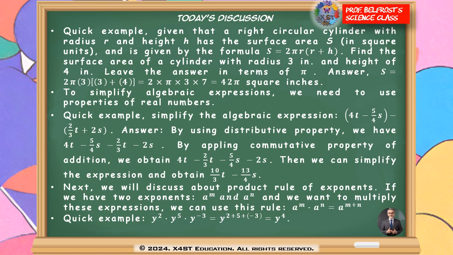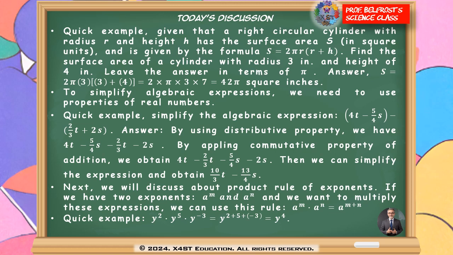So the answer is, you first need to use the distributive property of real numbers. So we have 4t minus 5/4 s minus 2/3 t minus 2s. And next, you need to apply the commutative property of addition. Then we have 4t minus 2/3 t minus 5/4 s minus 2s. Then we can simplify the expression by doing the simple arithmetical operations, and we obtain 10/3 t minus 13/4 s.